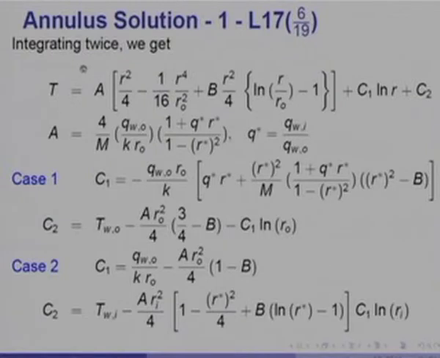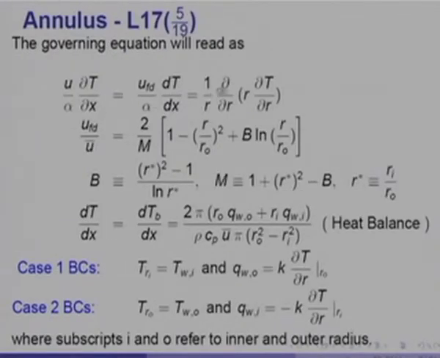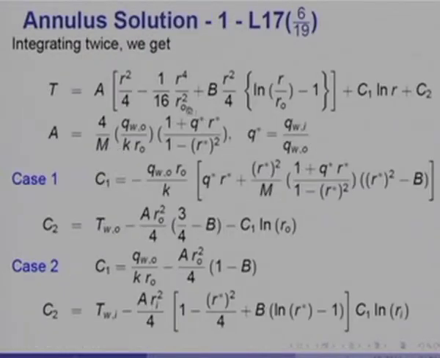Annulus solution. So, if I integrate this particular equation with substituting for dT by dx, dT bulk by dx and u f d equal to this, and integrate this equation twice, which is, mind you, quite an elaborate integration because logarithms are involved, I would get temperature itself as that, where A itself, the multiplier of this square bracket, is this, and q star is inner wall heat flux divided by outer wall heat flux. I will consider two cases, as I said. In the case 1 where outer wall is heated, C 1 turns out to be this and C 2 turns out to be this. In the other case where inner wall is heated, it will turn out to be this and C 2 is equal to that.